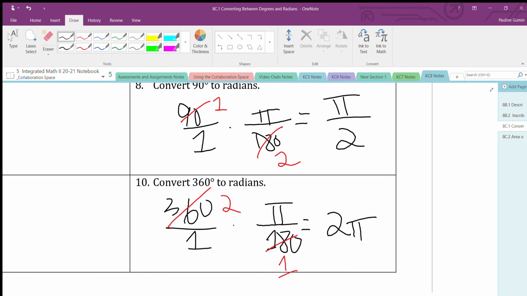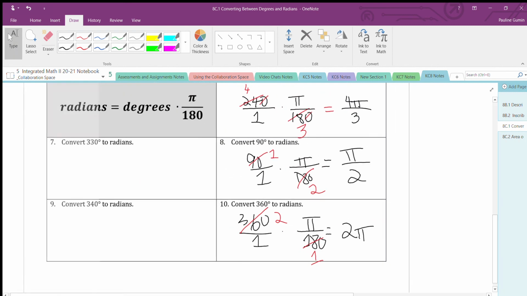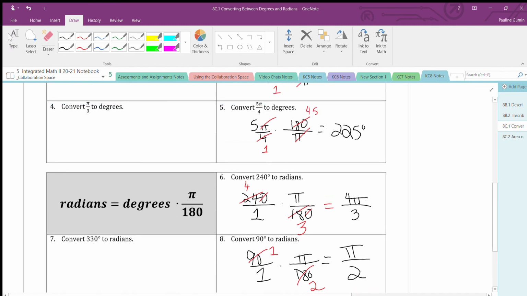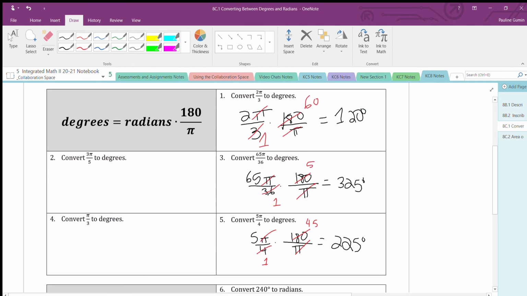How nice. Okay, so I hope this was helpful in seeing how we convert from radians to degrees and degrees to radians. If you have any more questions, please reach out to me or your teacher.